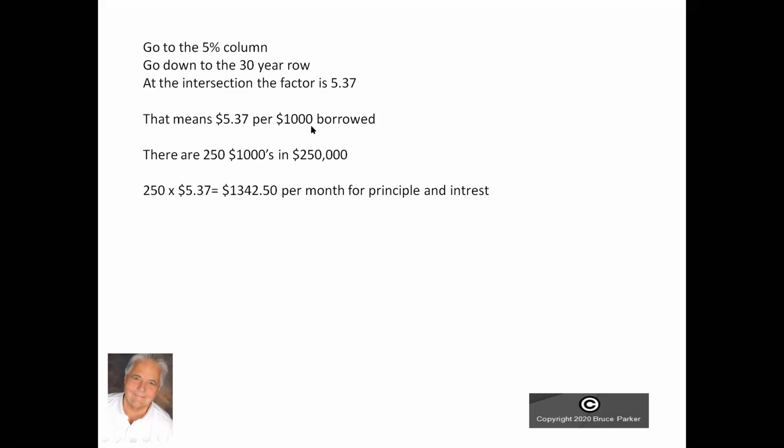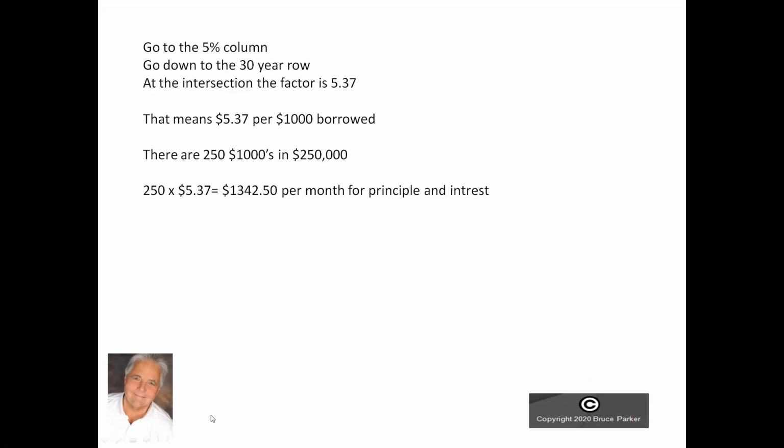That's the factor. And if you understand what that factor means, it's $5.37 per 1,000 borrowed. So if you go down the 5% column, you get to the 30-year row. At the intersection, you'll see the factor is 5.37. That means it's $5.37 per 1,000 borrowed. Now we have to figure out how many thousands are borrowed.